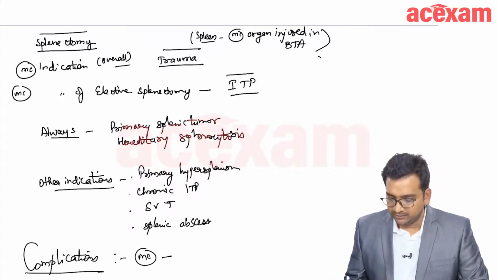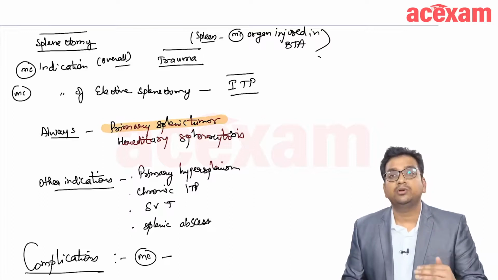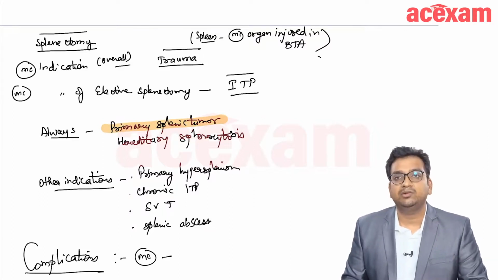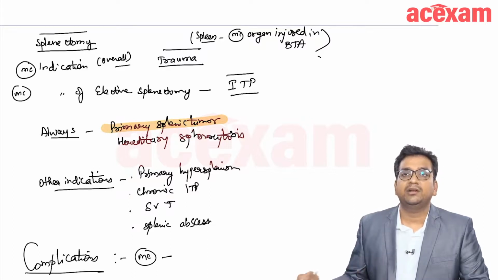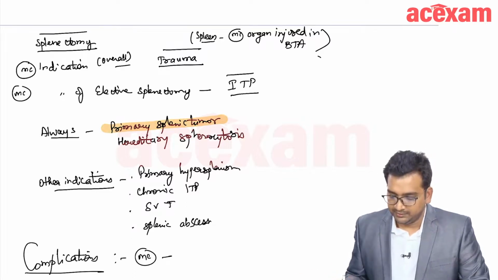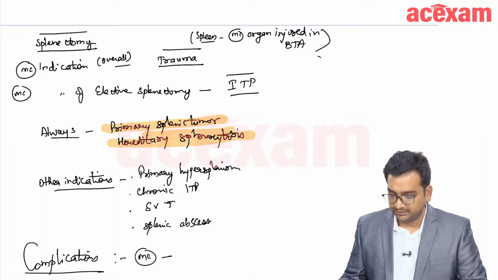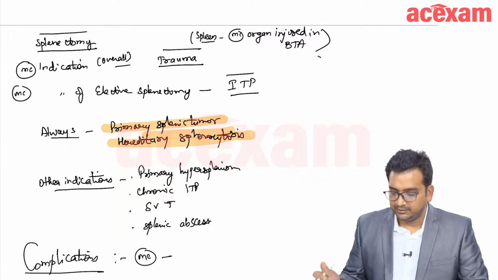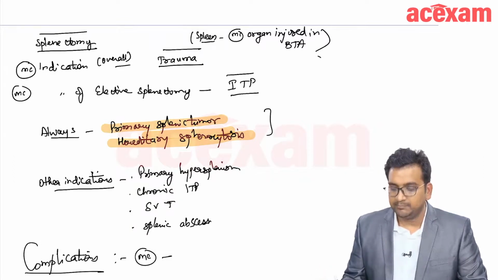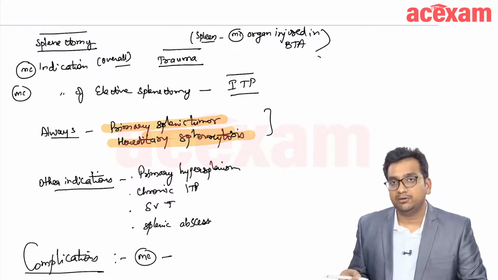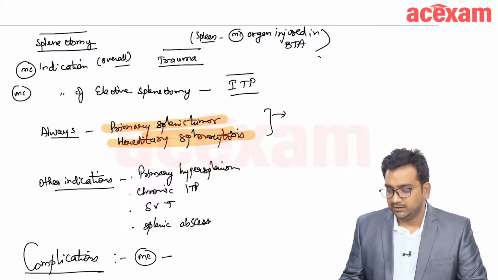Now other points. Splenectomy is always indicated in primary splenic tumor. Most common primary benign splenic tumor is hemangioma, and most common primary malignant splenic tumor is angiosarcoma. Another point is splenectomy is always indicated in hereditary spherocytosis. Now, these 2 points, that is splenic malignancy or hematological malignancies, they are high risk candidates for OPSI.